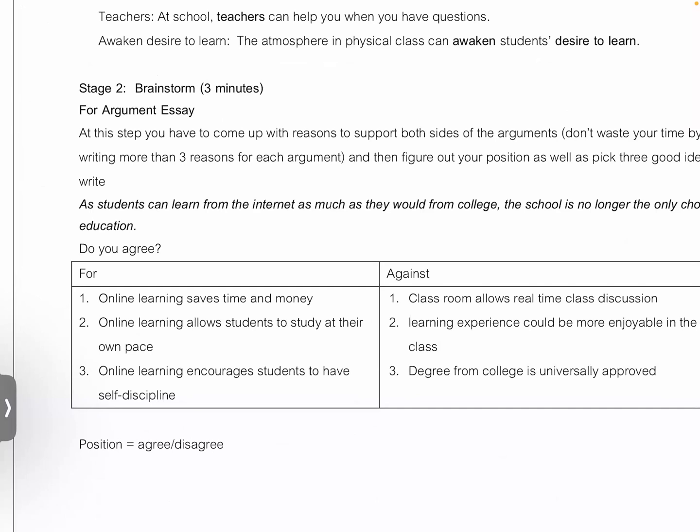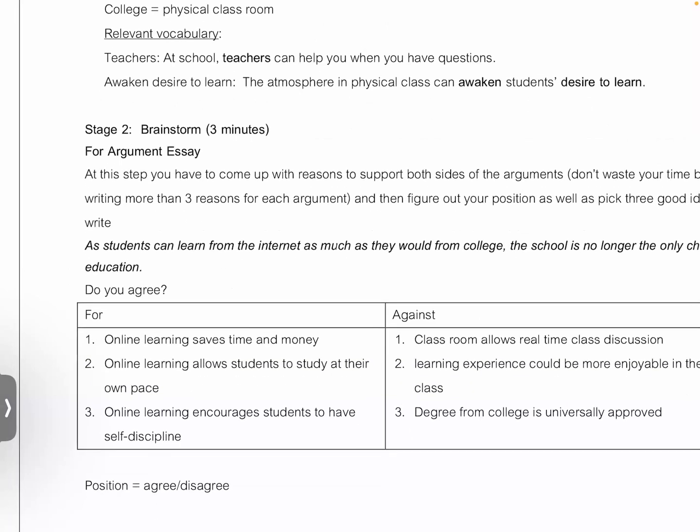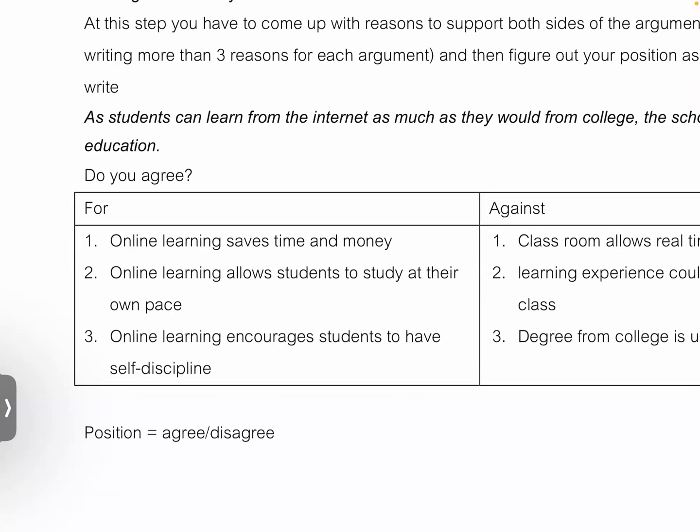Here's an example. If you're in favor of online education, then you want to come up with some benefits or advantages of online study. In this example, they give you 3 benefits of online education. The first benefit is it can save time and money. Second, it allows students to study at their own pace. And third, online learning will encourage you to have self-discipline.